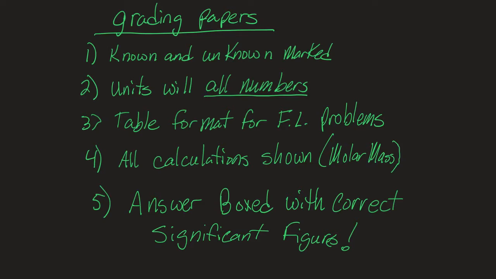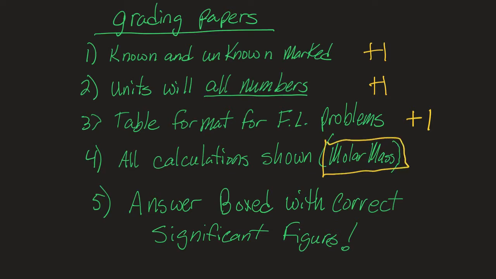So in class today we talked about grading papers and how when I'm grading a math question, it's graded out of 5 points. This is the exact same way that Mr. Miller grades. You get a point for your known and unknown. You get a point for having units with all the numbers. You get a point for having a table format when you're doing factor label problems.